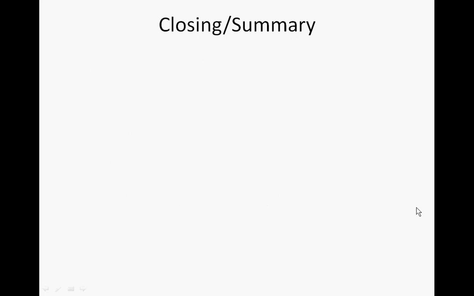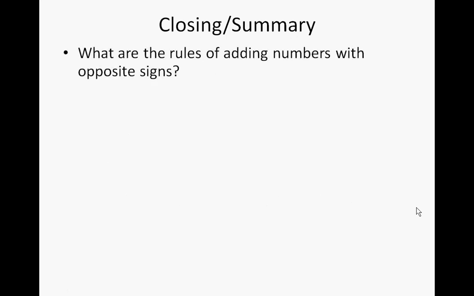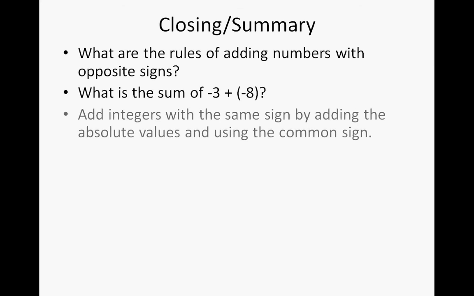All right, let's wrap this up. So what are the rules of adding numbers with opposite signs? What is the sum of negative 3 plus negative 8? Add integers with the same sign by adding the absolute values and using the common sign.